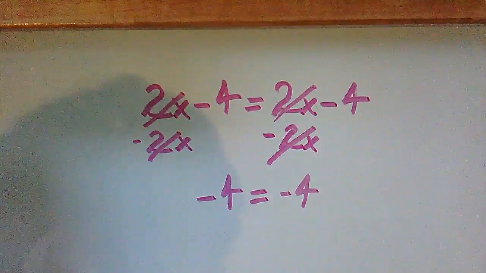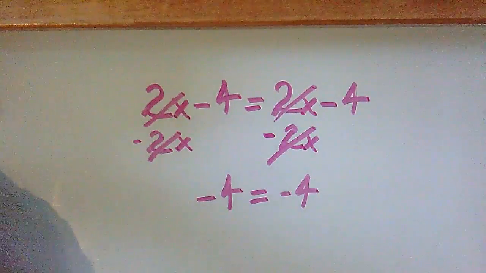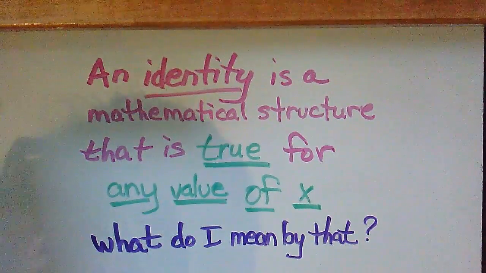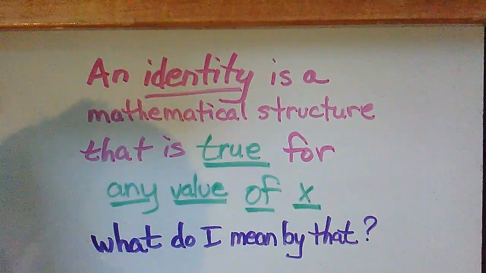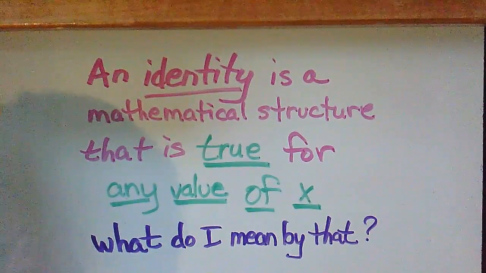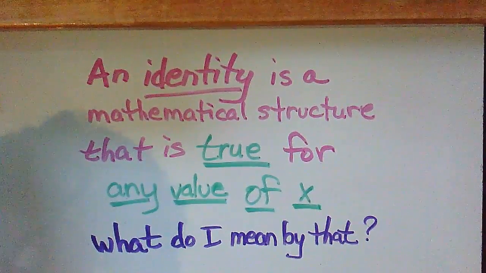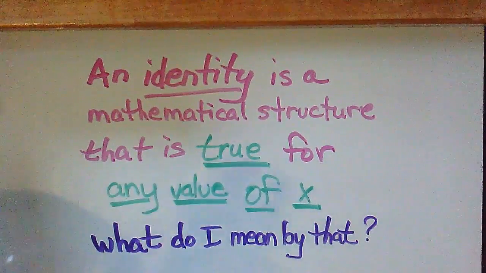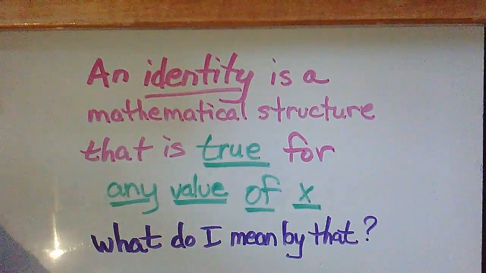So let's define identities. An identity is a mathematical structure that is true for any value of x. What do I mean by that? Let's take a look.